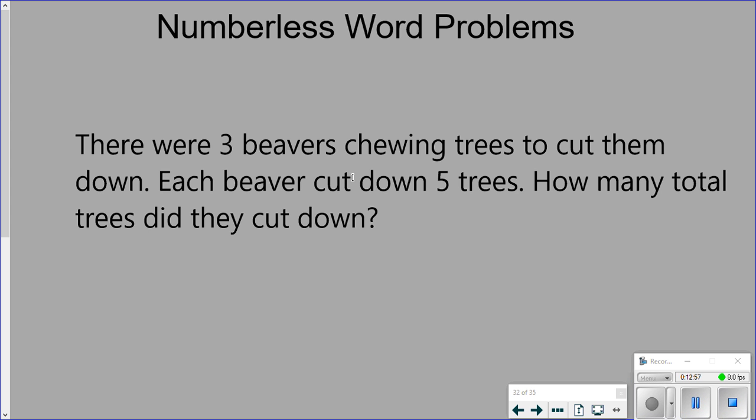What is that 3 telling me? What does the 3 mean? Autumn, what does the 3 mean? That the 3 means that how many beavers? Yeah, 3 means the number of beavers. What does the 5 mean? Scarlett? 5 means that all the beavers and there's 3 beavers and 2 more cut down. Yeah, the 5 is each beaver cut down 5 trees.